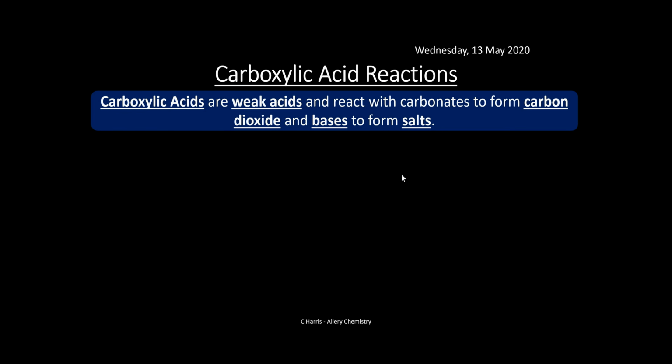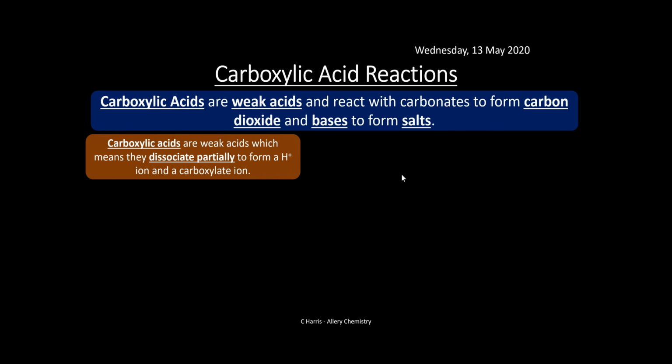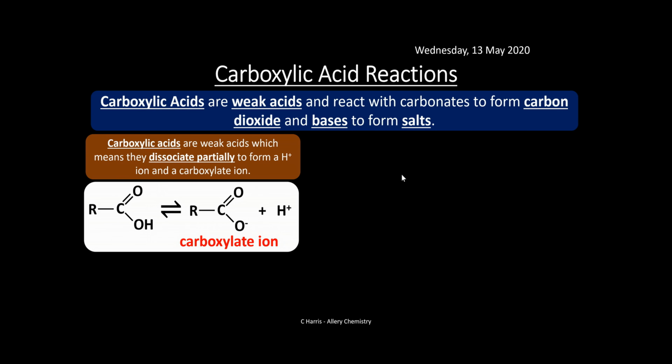Okay, so we need to know some reactions of carboxylic acids as well. Carboxylic acids are weak acids. They have the word acid in there, and they do react with carbonates to form carbon dioxide, and they react with bases to form salts. Carboxylic acids are weak acids, which means they dissociate partially to form the H+ ion and the carboxylate ion. So they're not strong at all. Strong acids would dissociate fully. These are weak acids. So you can see here, there's our carboxylate ion. We've got a carboxylic acid that's in equilibrium with our carboxylate ion, which is here, and obviously H+.